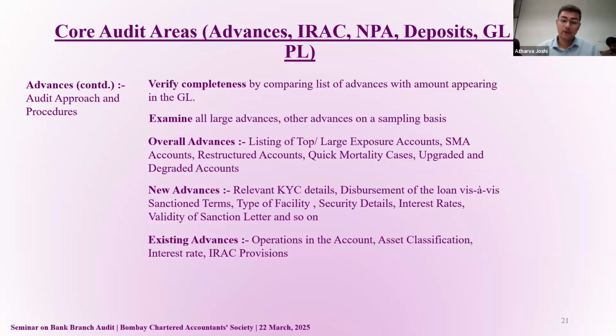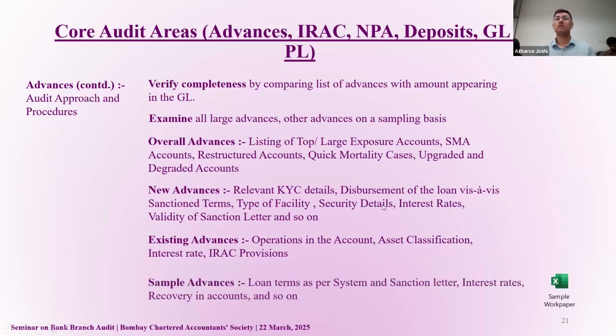So we should be checking the operations in the accounts, all the debits and credits in the accounts. We should also check for asset classification. If it is a stressed asset, that is a special mention account. So as per SMA 0, SMA 1, SMA 2, we shall check the asset classification. We shall also check whether there is change in interest rate, whether there is change in MCLR. We should also check for the IRAC provisions.